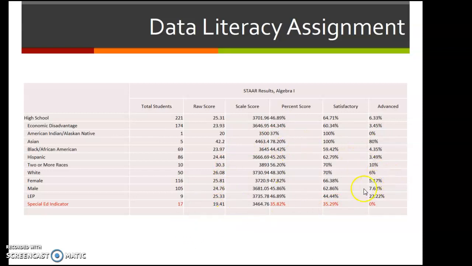Just base it on the data. And then in the first part, describe what a raw score is, describe what a scale score is, percent satisfactory, advanced, to help me know that you have an understanding of those different types of scores. So hopefully this video has been helpful and you feel prepared to complete your assignment.